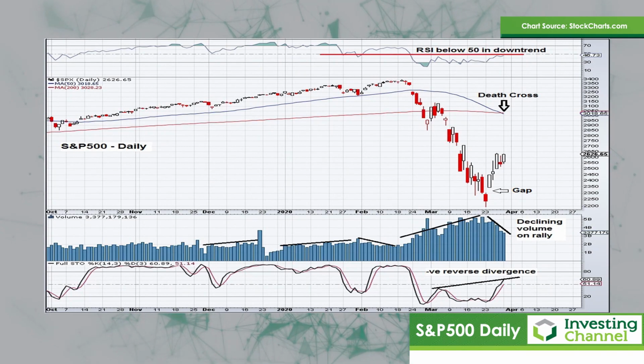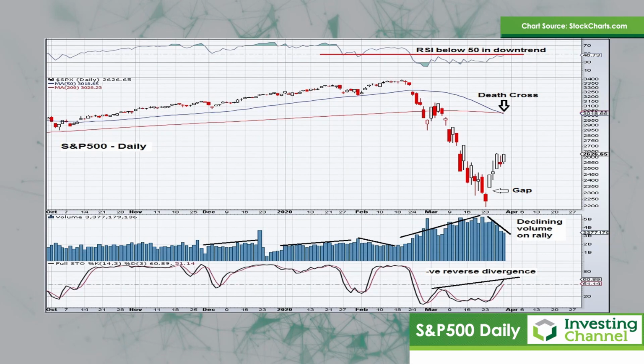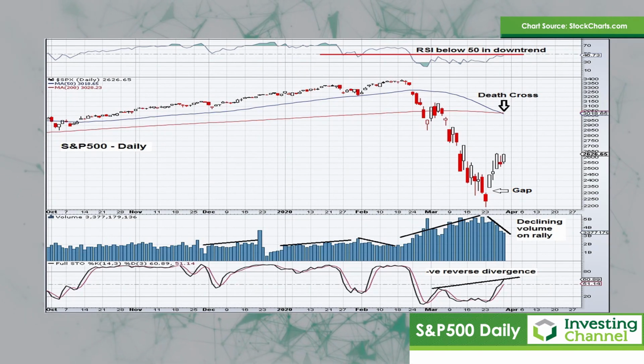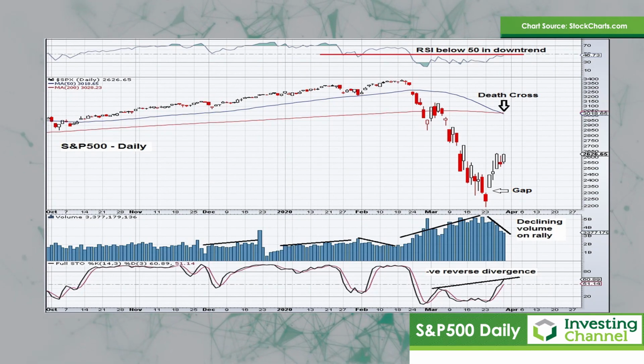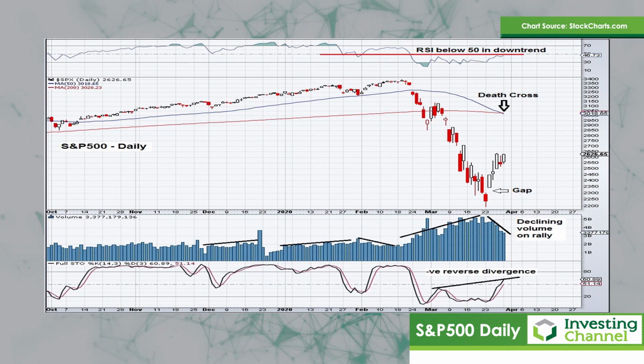Also of interest is the fact that we've now seen a death cross occur. That's where your 50-day moving average starts to cross down below the 200-day moving average. Now, there's a lot of skepticism around this and whether one should actually rely on this as a trading indicator. I personally don't see it as a buy or sell indicator. I just see it as an indication of the momentum in the market.